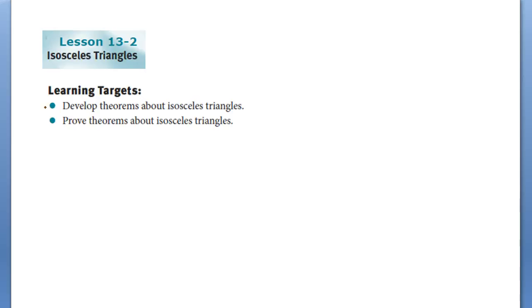In this lesson, we developed some theorems involving isosceles triangles. One was the isosceles triangle theorem that said if you have an isosceles triangle, then the base angles are congruent. The converse of that is also true. If you have a triangle with congruent angles, then you know it's an isosceles triangle.